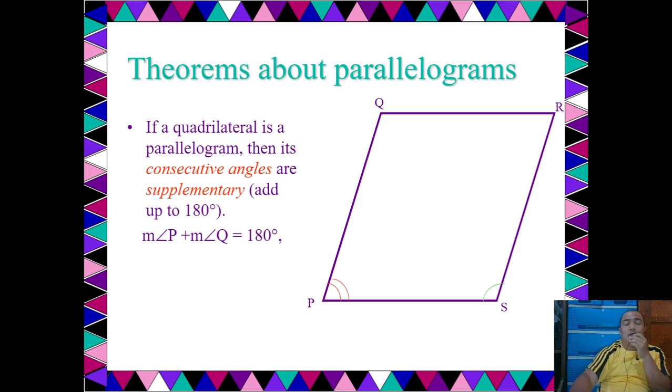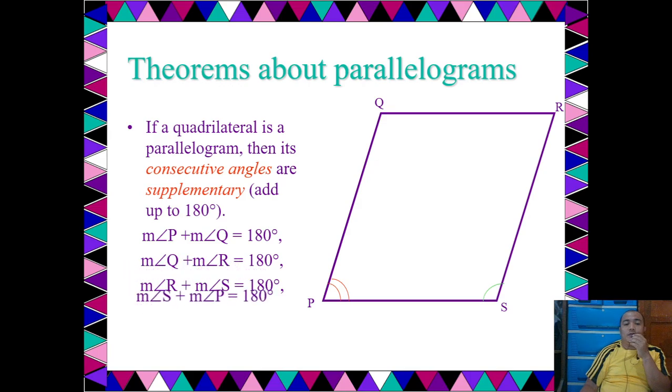So the measure of angle P plus the measure of angle Q is 180 degrees. The measure of angle Q plus the measure of angle R is 180 degrees. The measure of angle R plus the measure of angle S is 180 degrees. The measure of angle S plus the measure of angle P is 180 degrees.